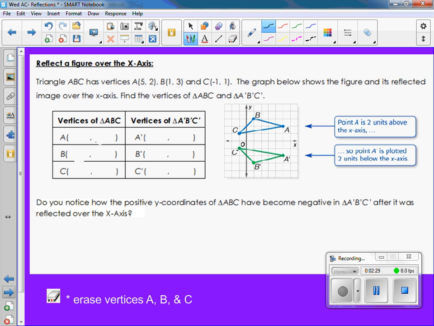So when we look at this, I'm going to come up with the vertices first, and it's kind of hard to see on my board, so let me grab my paper copy real quick so that I can fill these in. I know on your booklets it's a little bit easier for you to see. All right, so those vertices are (5, 2), (1, 3), and (-1, 1).